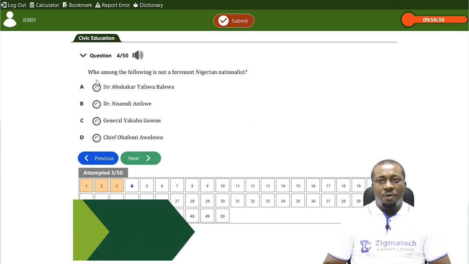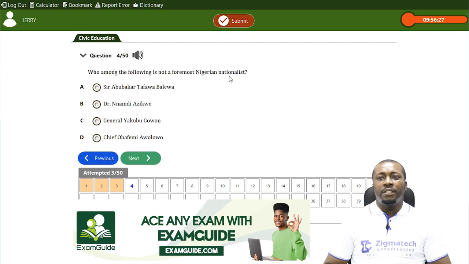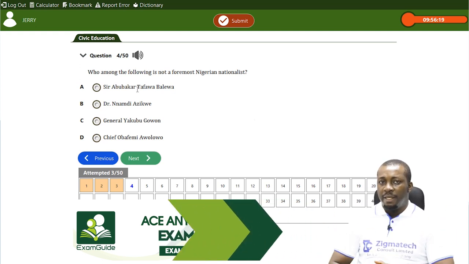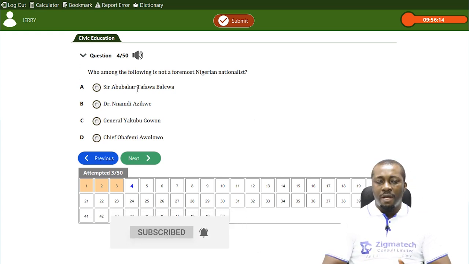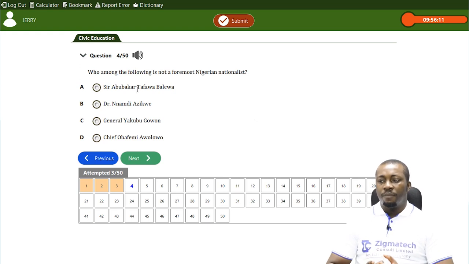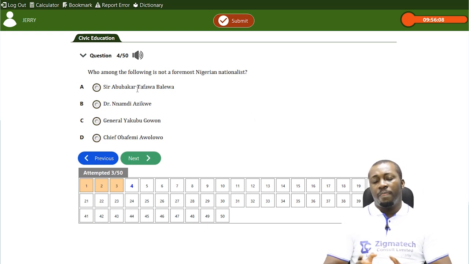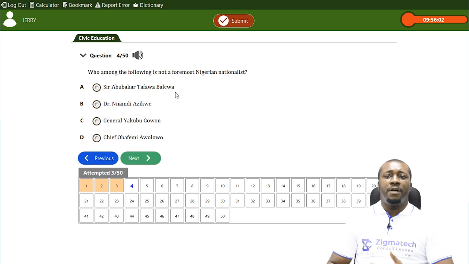Now, this question says, who among the following is not a foremost Nigerian nationalist? Now, when we talk about foremost Nigerian nationalists, there are many names that come to our mind. Names like Herbert Macaulay, Nnamdi Azikiwe, Obafemi Awolowo, Ahmadu Bello, S.L. Akintola, and the rest of them. So if you look, Tafawa Balewa is there. Now, he says Sir Abubakar Tafawa Balewa. Remember, he is the first Prime Minister of Nigeria from the day of independence. So he's one of our foremost.